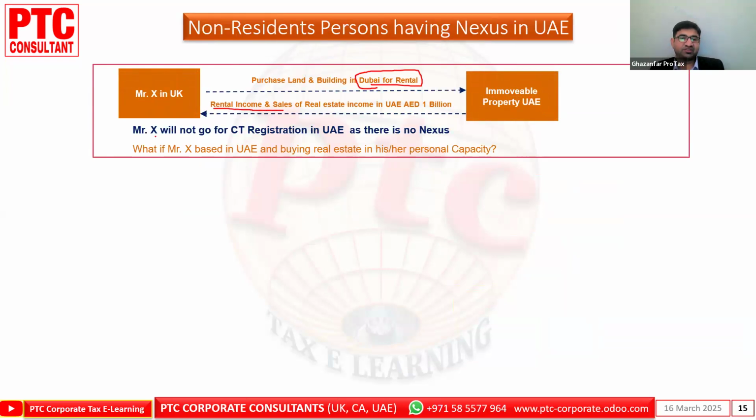Mr. X will not go for corporate tax registration as there is no nexus. What does nexus mean? He said he purchased land and building in Dubai, in the UAE, for rental. But here we're saying Mr. X will not go for corporate tax registration, there is no nexus. Is it correct or not? Guys, please confirm. Hope you understand this point and give me the right answer. Is this correct or not? Is this the nexus or no nexus?